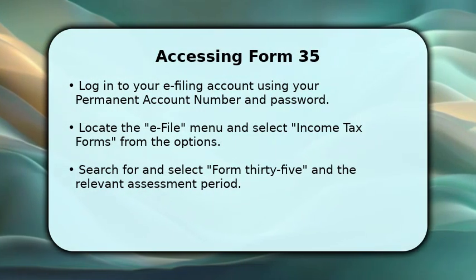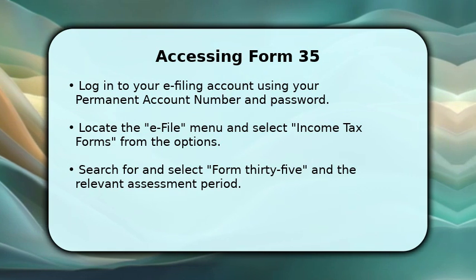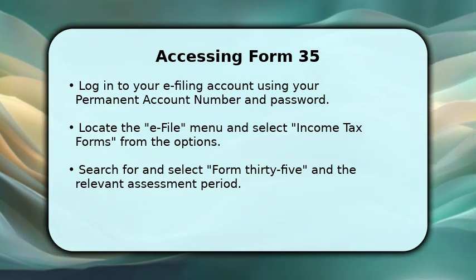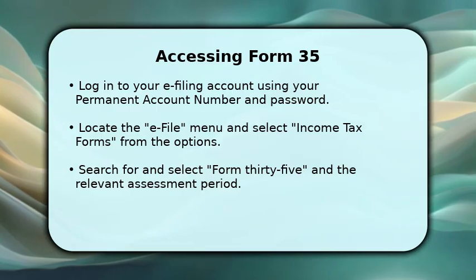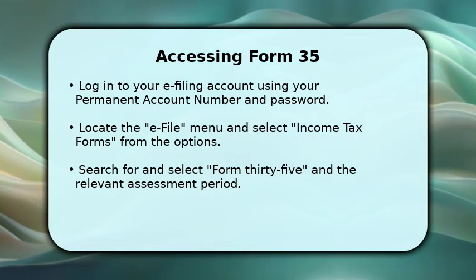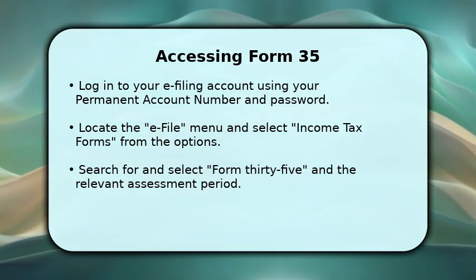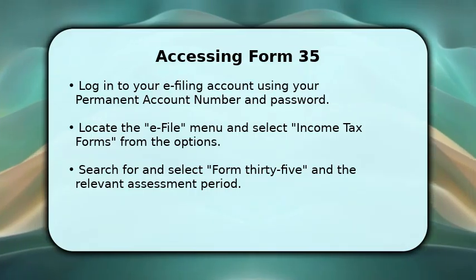Once you are ready, log in to the e-filing portal using your permanent account number and password. From the main menu, click on e-file, then choose Income Tax Forms. In the subsequent page, search for Form 35 and select the appropriate assessment period for your appeal. This ensures you are working with the correct form.